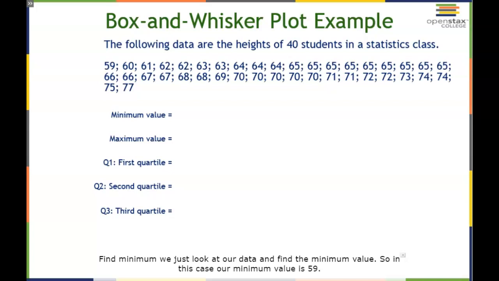To find the minimum, we just look at our data and find the minimum value. So in this case, our minimum value is 59. To find the maximum value, again, we look at our data and find the largest value, which is 77.